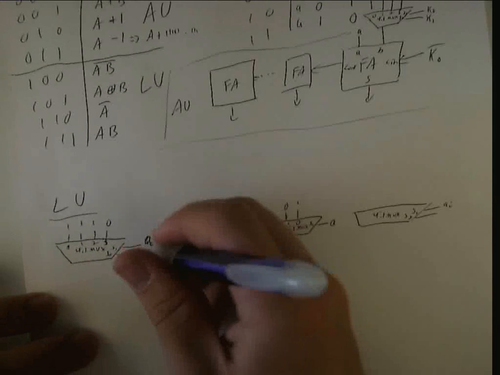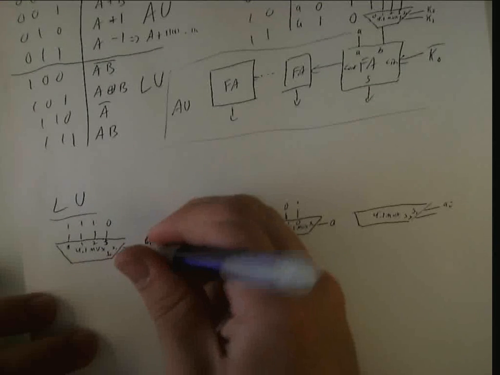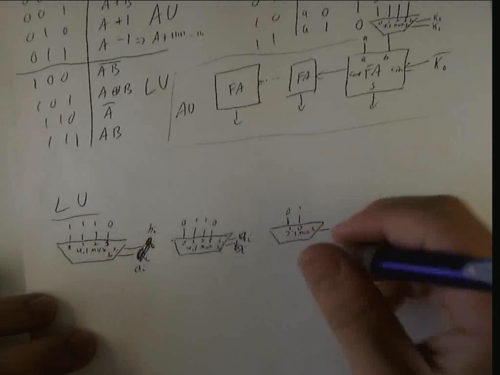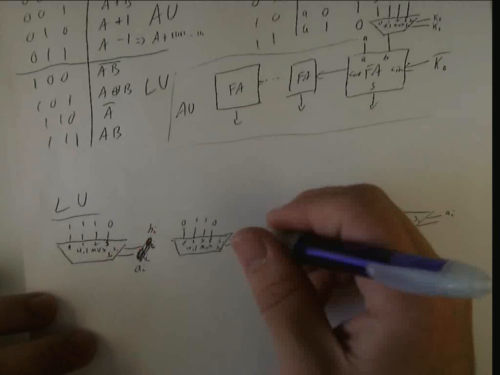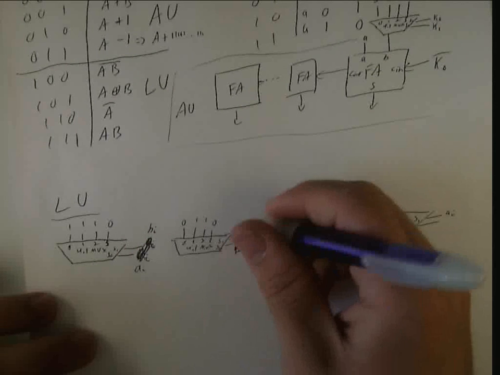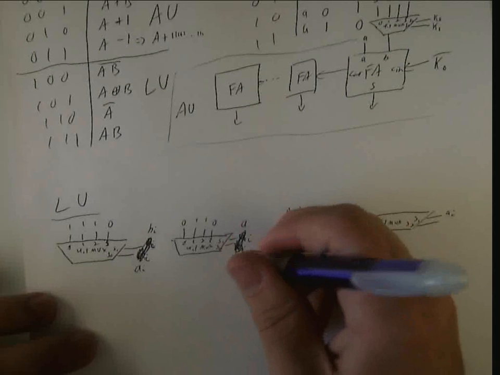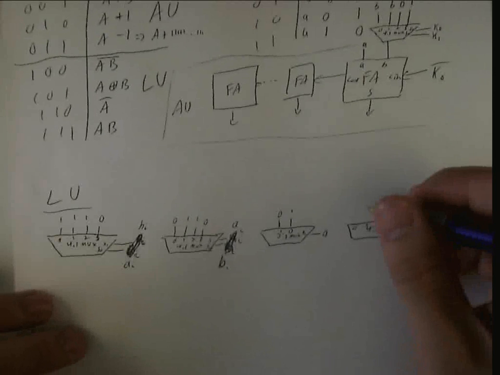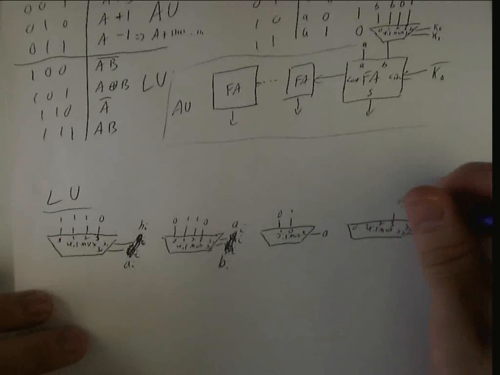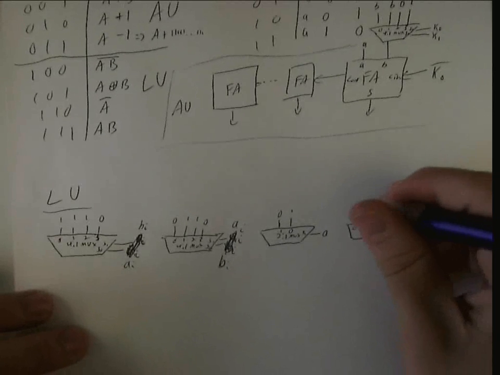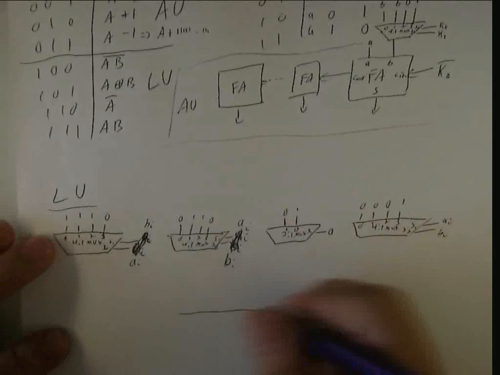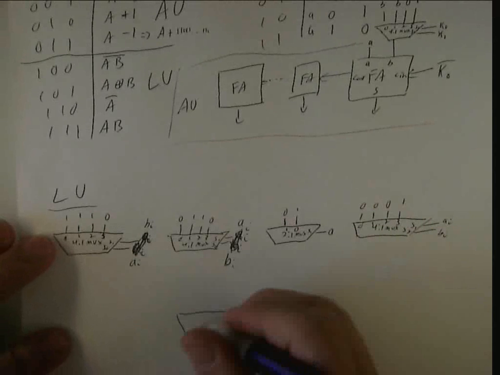Oh, sorry, I'm making a lot of mistakes. This should be B sub I. This should be A sub I. I guess it doesn't really make a difference. But I'll just do A sub I, B sub I. And this is A sub I, B sub I. 0, 1, 2, 3. And so this is going to be 1 when they're both 1, and 0 for the rest. And then each of these is going to go into another 4 to 1 mux.